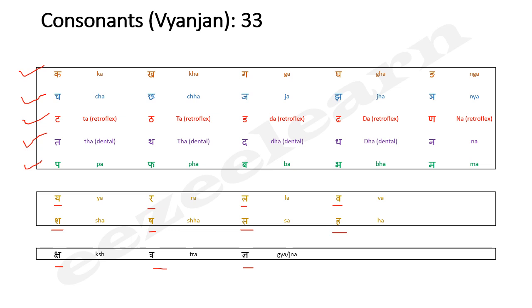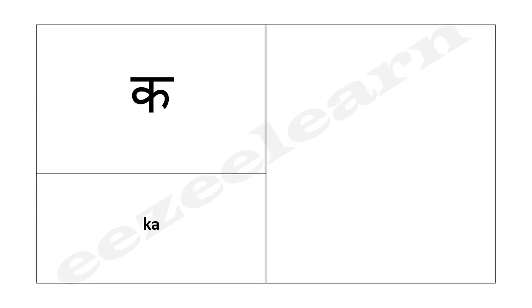So these are all the consonants or Vyanjan in Hindi. Now let us see how to write them. So we are going to see the Ka series first. The first letter is Ka.